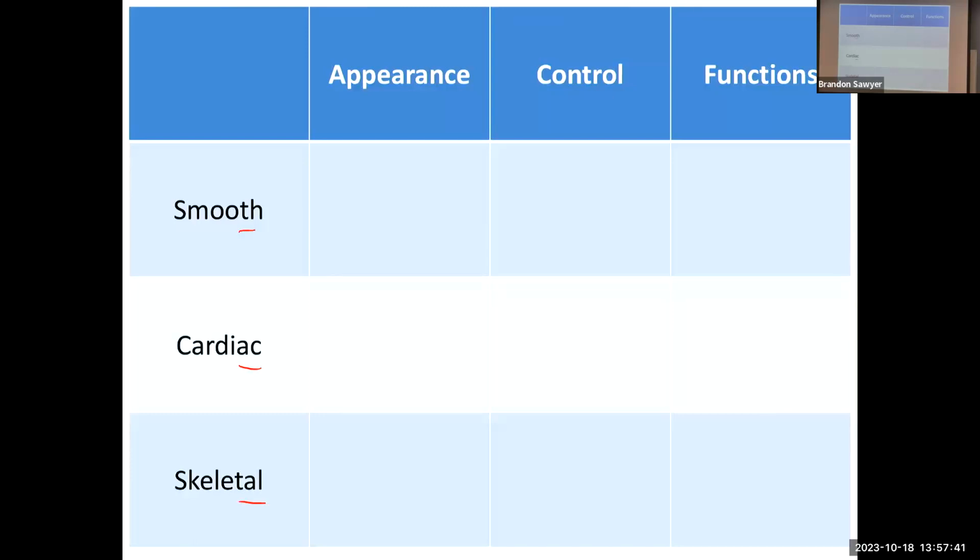So maintaining blood pressure, not pumping blood, that would be the cardiac. And then moving food, right? Is that what most of you said? With cardiac muscle, that's pumping blood, creating blood pressure. Skeletal muscle: tone, posture, joint stability, movement, heat generation. I think those were the five that we had on there.